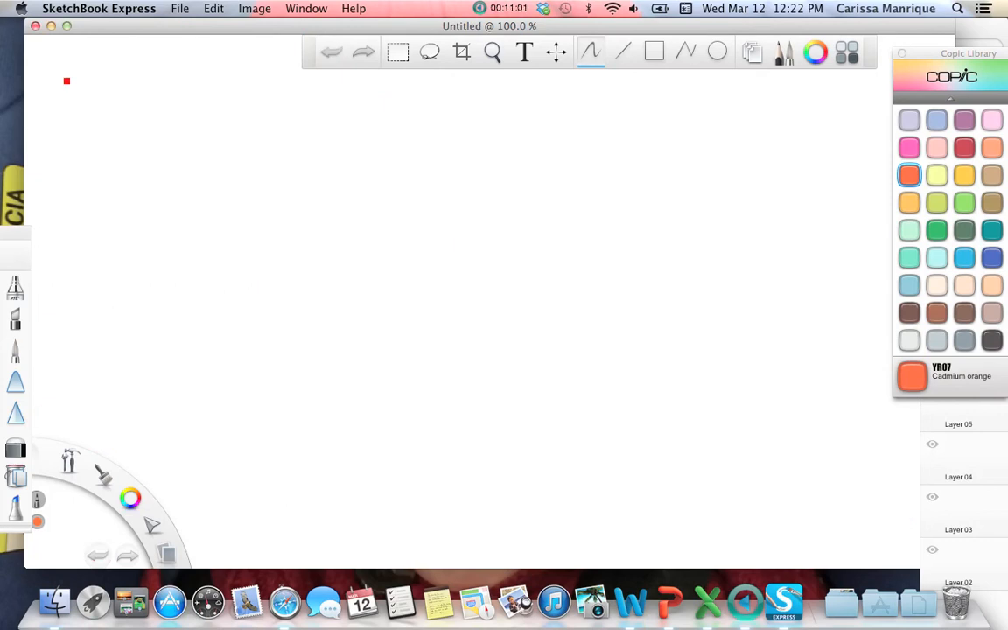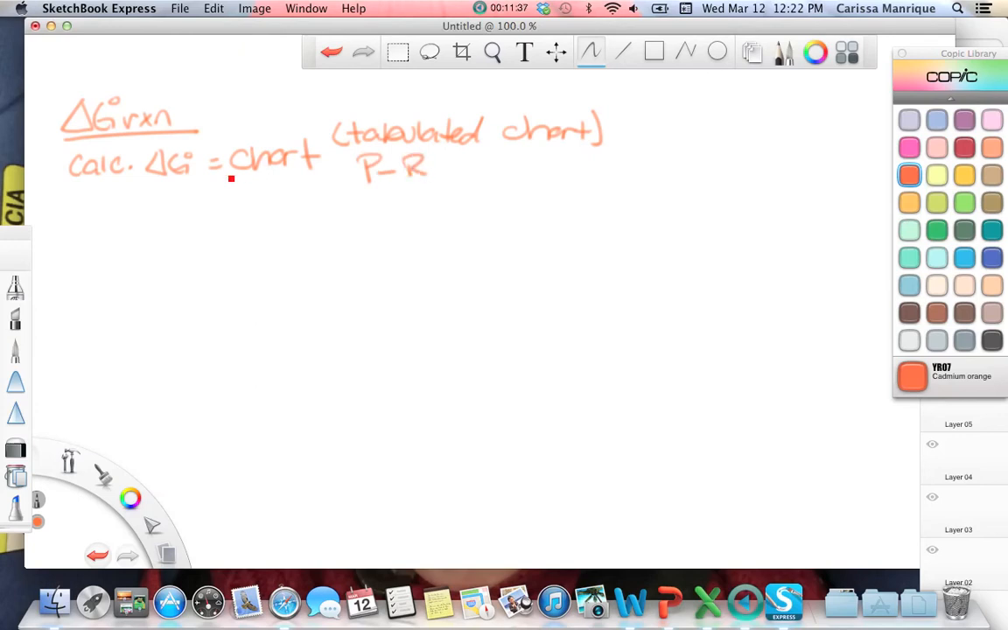Okay, so you can do delta G at standard state. First you could calculate delta G at standard state, and this is delta G from the chart. It'll say calculate delta G at standard state, so again you're going to see that degree sign there, using tabulated values from the chart or something like that. And that's where you're going to do your products minus your reactants of delta G.